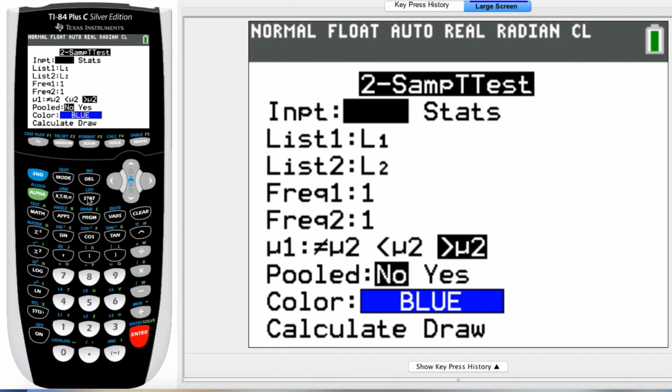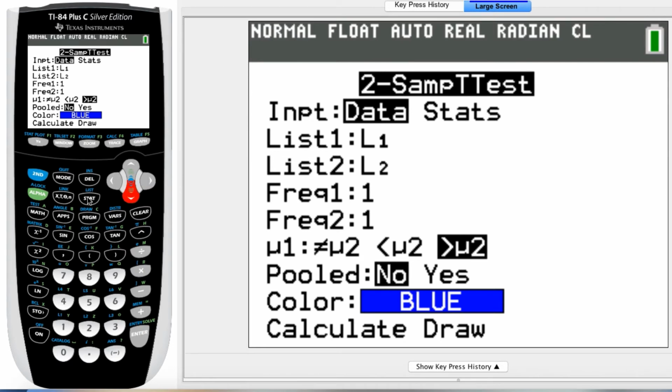We have data highlighted already. If we were given x bar 1 and x bar 2, we'd head over to stats and hit enter, and then enter those details. But since we were given the raw data, remember we input that data into L1 and L2, so we're saying list number 1 is L1, list number 2 is L2. Our frequencies are 1 since we don't have grouped data. And then our alternative hypothesis is this statement where we're saying mu1 is greater than mu2. In case that ever gets confusing, this line simply matches the alternative hypothesis.